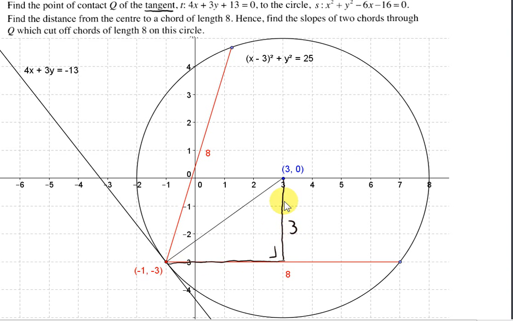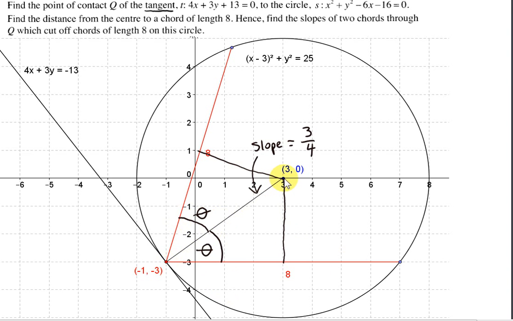And we already know that this is 3, and this distance is half the length of the chord, which is 4. So the slope of this line is 3/4. Now let theta be the angle between this line and this chord here. Now it's actually the same as this angle here. This is also theta.